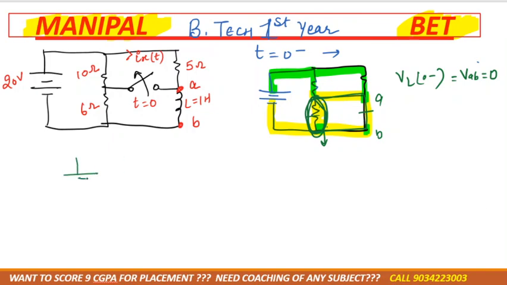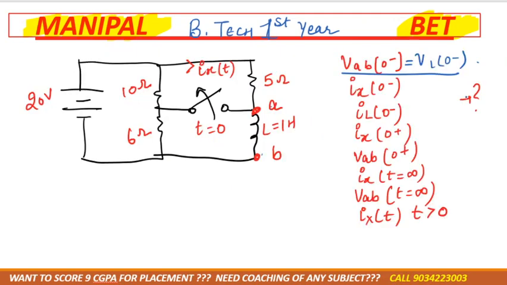Suppose you have two options, one a plain road and one a road with lots and lots of hurdles. Which path will you choose? The plain one, right? Similarly, the current is also going. In one path it is getting resistance, in the other it is getting a plain wire, so it will choose the path of plain wire instead of the resistance. So what is 0? Okay, next you need to calculate Ix of 0 minus, right?